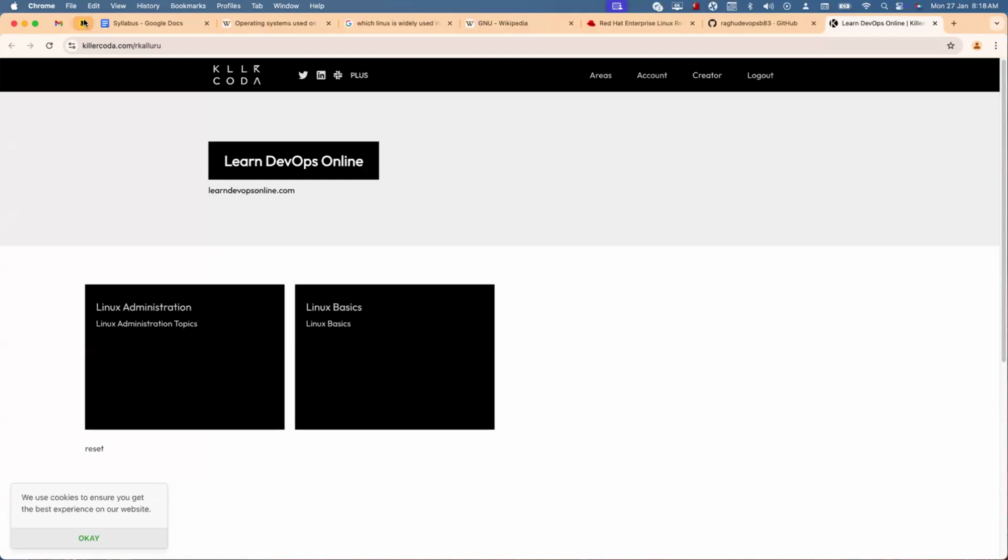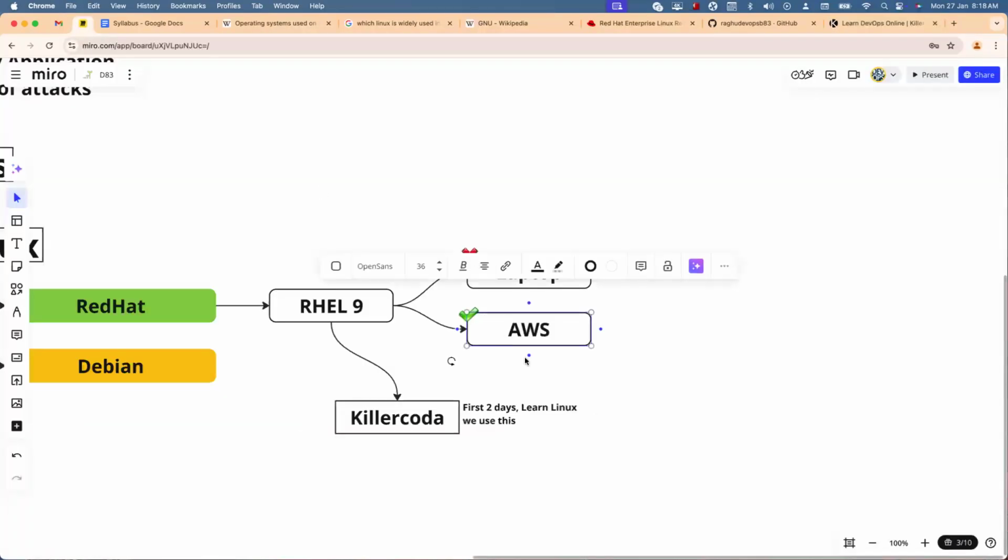So for the first 2 days, until your account sign up is ready, we will not go with our server creation. We'll be using Killer Coda. They provide free Linux over the browser, so we'll just use that. It's only for Linux learning, basic commands learning. It can't scale, and it can't run all your project, by the way. So that's not going to work. It's only for 1 or 2 days rather than the setup, so we'll go with this approach.